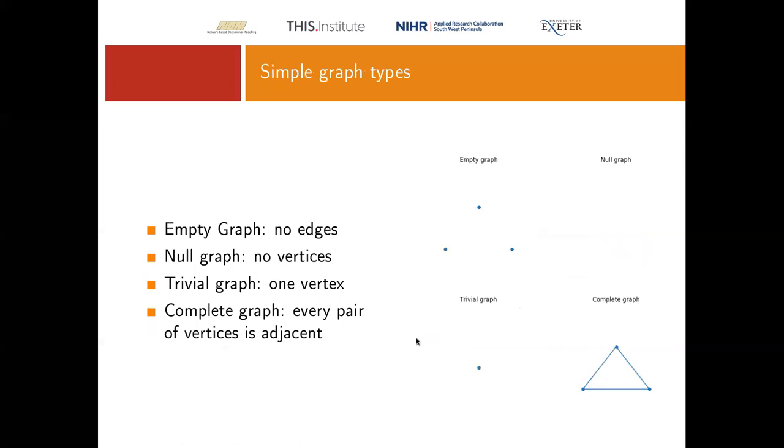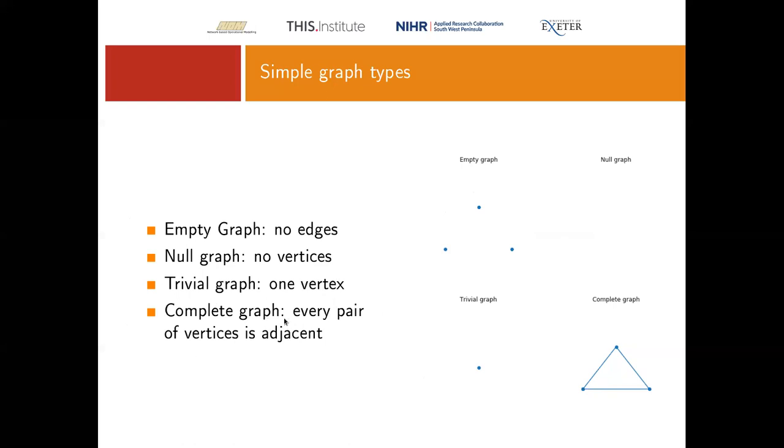Okay. Because this is a very large branch of discrete mathematics, what mathematicians like to do is describe everything as completely as they can. And this means that we need to understand some of the very simple graphs that can be created. They go as far as to define an empty graph, which is a graph that has no edges. It has only vertices or nodes, as we can see here. A null graph, which has no vertices at all, there's nothing in it. A trivial graph is one that has only one vertex.